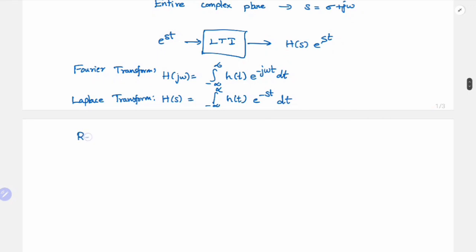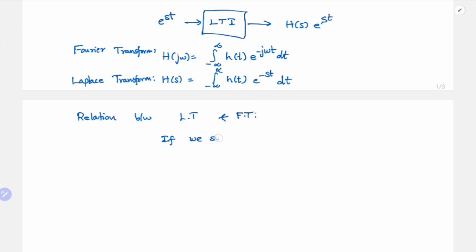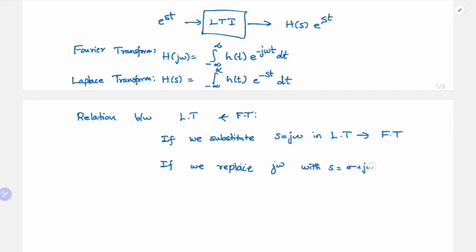So if you see the relation between Laplace transform and Fourier transform, if we substitute s equal to j omega in Laplace transform, we get Fourier transform, right? And also if we replace j omega with s equal to sigma plus j omega in Fourier transform, we get Laplace transform.